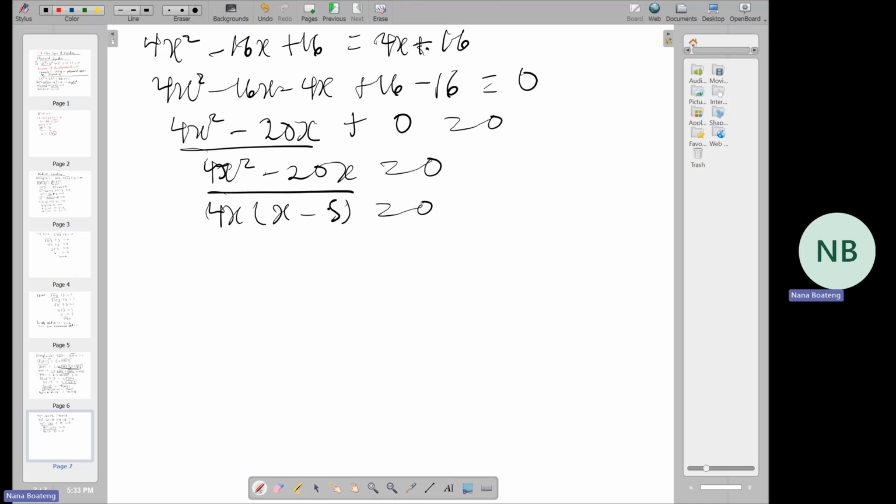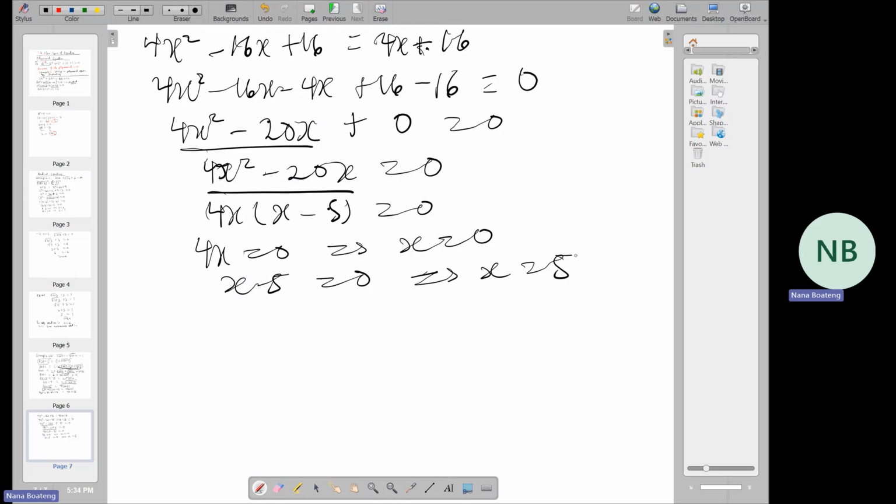So that means 4x is equal to 0, which implies x is equal to 0, or x minus 5 is equal to 0, which implies x is equal to 5. So we have x is equal to 0 and x is equal to 5. So let's check which of these solutions are true and which is false.